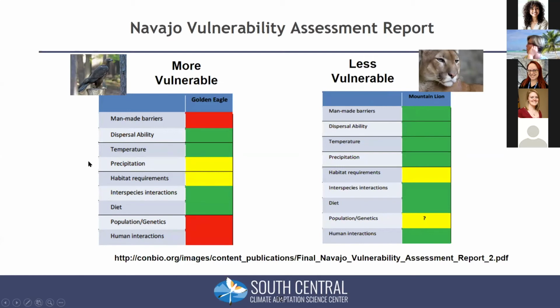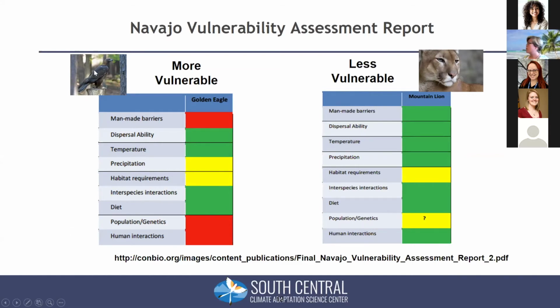And so this is just another example of those matrices and what you could look at. And so I'd also wanted to state that there are a lot of vulnerability assessments that have been done out there. So you may want to look at some of these others. If you're going to do a species vulnerability assessment, look and see if you agree with how vulnerable these things are in your area or region.